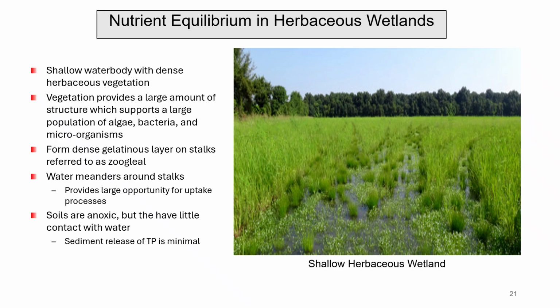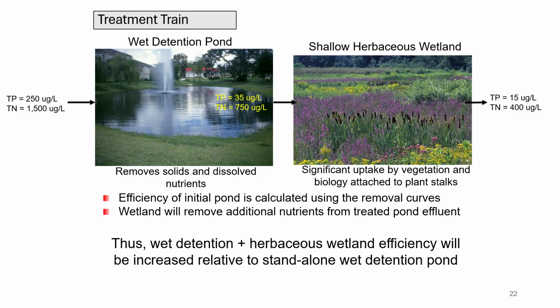Overall, the unique structure and dynamics of these shallow herbaceous wetlands contribute to a specific nutrient balance, an important characteristic we've observed in similar wetlands that have been monitored. Here we're looking at a treatment train, which combines multiple treatment approaches in sequence to achieve greater contaminant removal than a single system alone. Our example here begins with a wet detention pond.